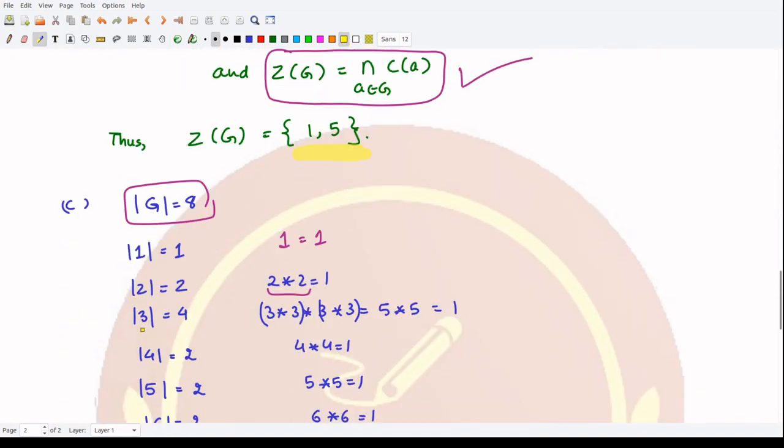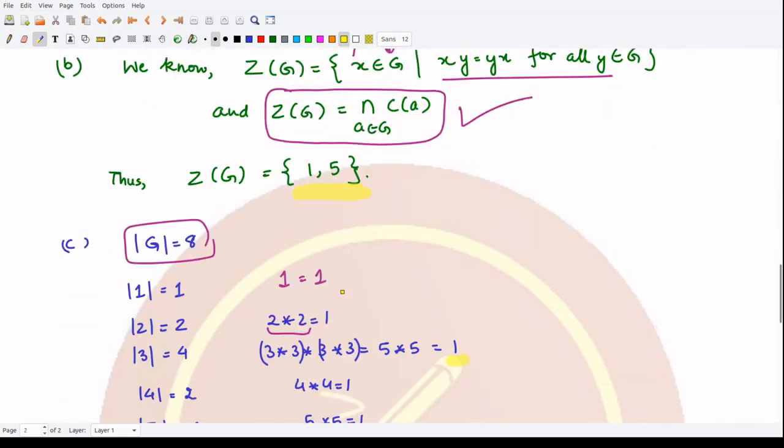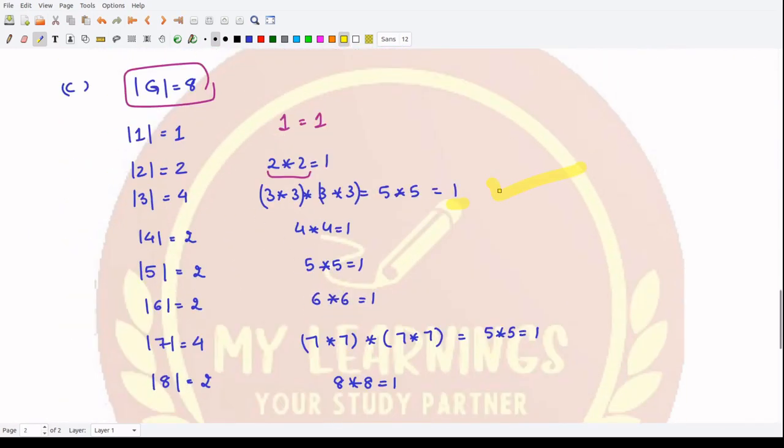Then the order of 3 is 4. Why? Because when you perform 3 star 3 star 3 star 3, 4 times, you obtain 1. How? When you solve 3 star 3, you have 5, and 3 star 3 you have 5. 5 star 5 is 1, right? So you have 1 here, which is the identity element. So this is also done.